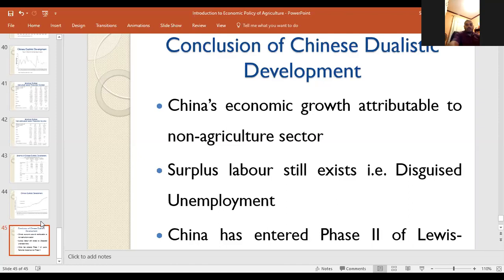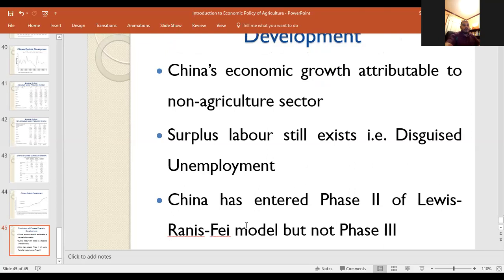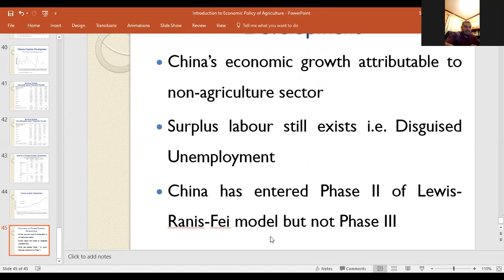It's only under that condition that you will find an economy beginning to move towards a situation where it launches into self-sustaining growth. Now, China has entered into phase two of the Lewis-Ranis-Fei model, but not phase three. Now, this would be an extremely interesting exercise to conduct for Guyana, because we still have a large agricultural sector. We still do have a number of persons being employed in it. We still do have dualism occurring in the rural and the urban divide. We still do have the institutional wage being determined in the agricultural sector.